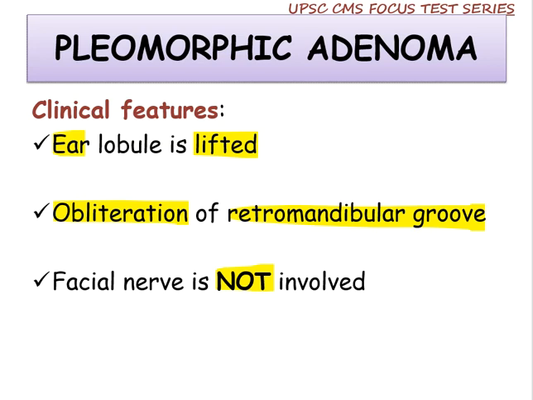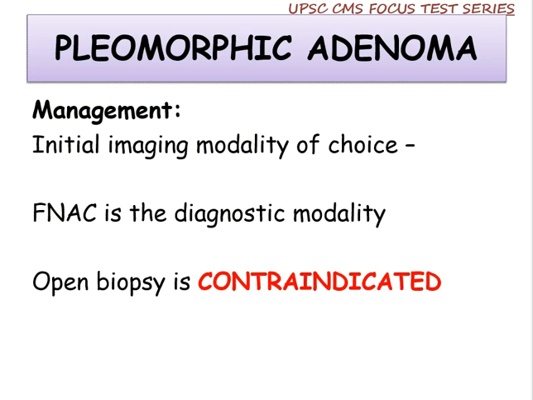So these are the pointers or clinical features of pleomorphic adenoma, which is the most common benign tumor of the parotid glands. Now, moving on to the next one, that is regarding the management of pleomorphic adenoma. Please remember, the initial modality of choice is ultrasound. Ultrasound tells you that it is a tumor which is arising only from the parotid gland, and number two, it would also aid in taking up the tissue for fine needle aspiration cytology.